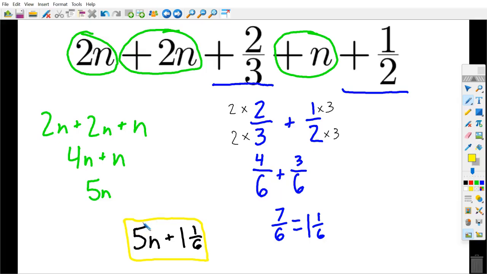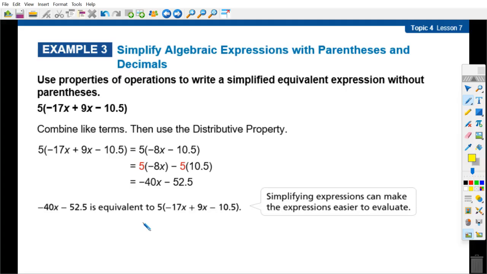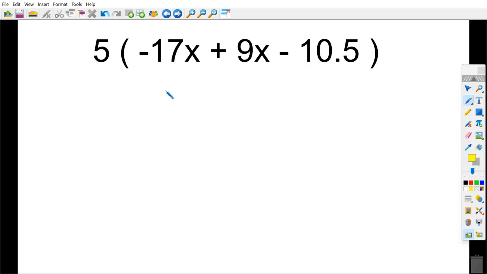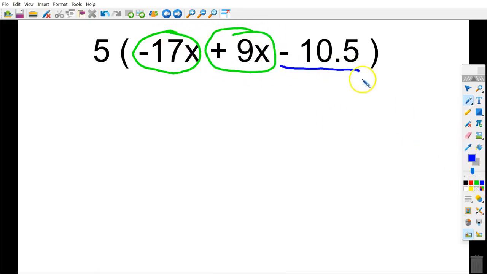Example 3. Simplify algebraic expressions with parentheses and decimals. Use properties of operations to write a simplified equivalent expression without parentheses. I've got 5 on the outside and then times, in parentheses, negative 17x plus 9x minus 10.5. So I wrote it out to make it look better. So we've got like terms right here and right here. And then we've got this constant all by itself.